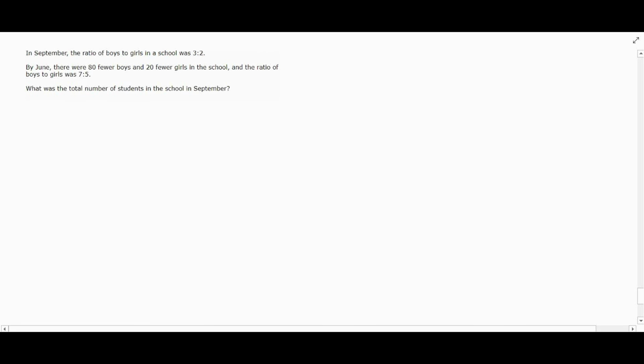It says in September the ratio of boys to girls in school was 3 to 2. Using our past knowledge of ratio and proportion, again we can think of this as a fraction. We can denote x as the number of students in the whole school, or a better way to represent it, total students. That's x. And 3 over 5 x is the number of boys, and 2 over 5 x is the number of girls.